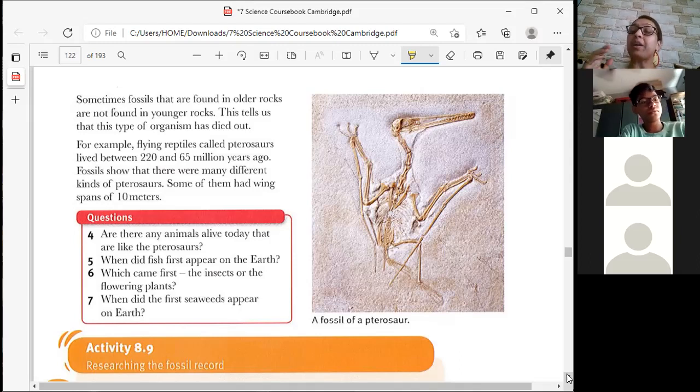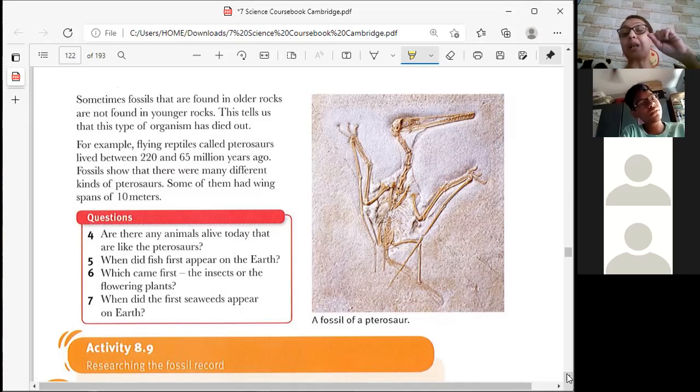Now you might know that there are many animals that are endangered. We put them in the endangered species, or we say they are now becoming extinct, or they have become extinct. Do you think the younger rocks are going to have their fossils? No. So this is the reason why.